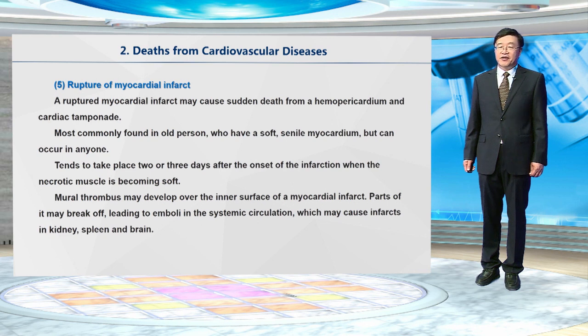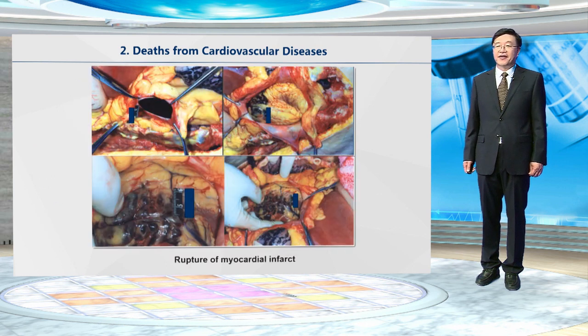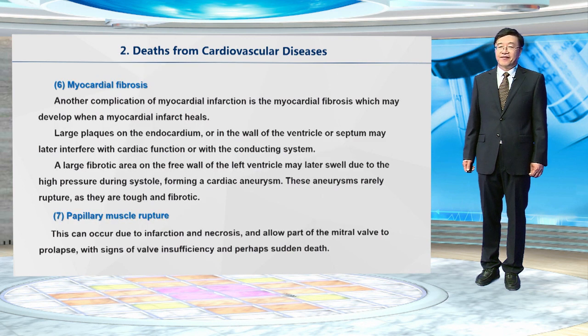Mural thrombosis may develop over the inner surface of a myocardial infarct. Parts of it may break off, leading to emboli in the systemic circulation, which may cause infarcts in the kidney, spleen, and brain. Here is the rupture of myocardial infarct with myocardial hemorrhage resulting in cardiac tamponade.